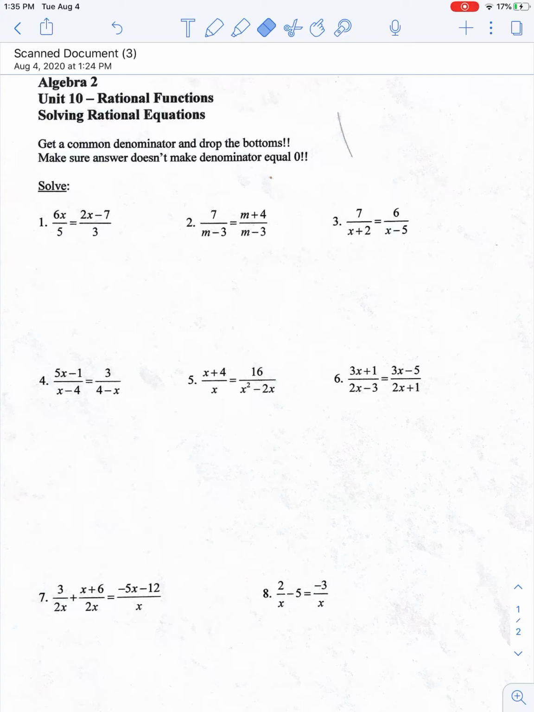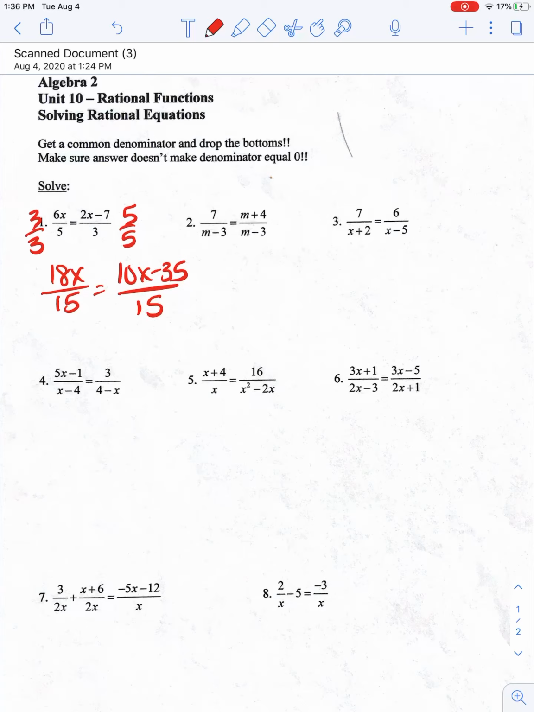So I'm going to show you the way that I'm going to talk through it, which is also going to work for ones like 7 and 8. But as you guys are going to be able to see, it's the exact same thing as the cross multiply. So for number 1, my common denominator is a 15. So I'm going to multiply one side by a 3 over 3 and the other side by a 5 over 5. And so that's going to give me 18x on top and a 15 on the bottom, and a 10x minus 35 on the top and a 15 on the bottom.